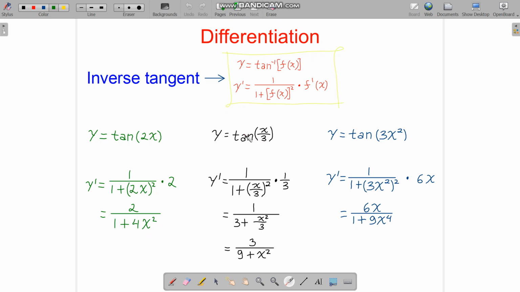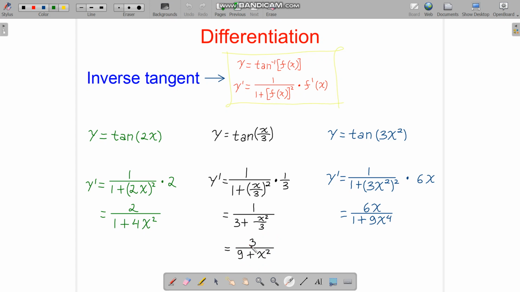If y equals inverse tangent x over 3, so this time we have x over 3 here, and this 1/3 is because of the derivative of x over 3. And usually we simplify this, so 3 times 1, this is x squared over 9. If we multiply by 3, we get x squared over 3. And if we multiply both parts of the fraction by 3, we get 3 over 9 plus x squared, which is the simplest form.